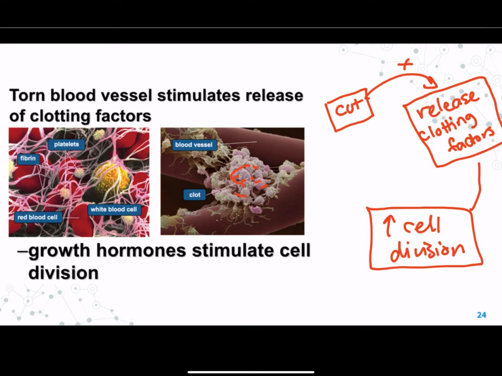Releasing clotting factors, still positive. And if I increase my cell division, I'm just creating more cells that are going to continue to clot. And eventually, I'll have so much clotting that the cut will actually stop bleeding. Okay, so that's going to complete our loop. So if you see only positives here, we know that this is a positive feedback loop.